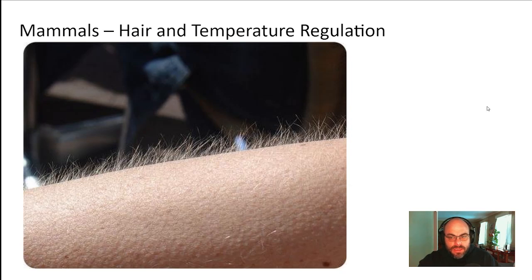But yeah, temperature regulation just kind of traps a warm layer of air close to the skin. It's almost like an insulation. It allows for us to stay warmer.